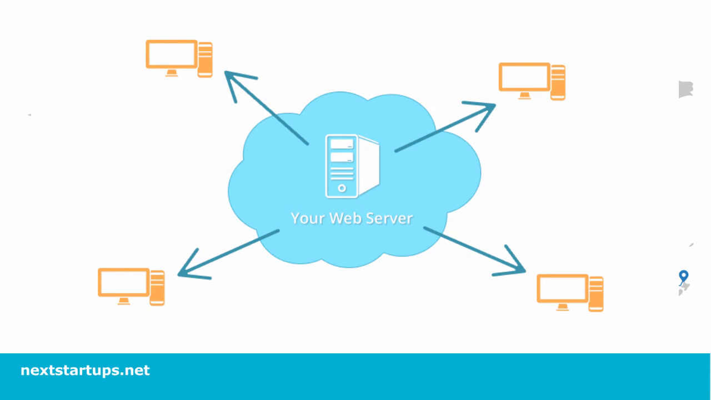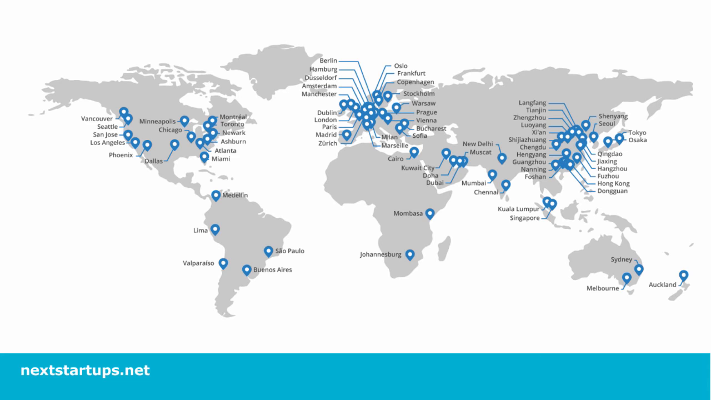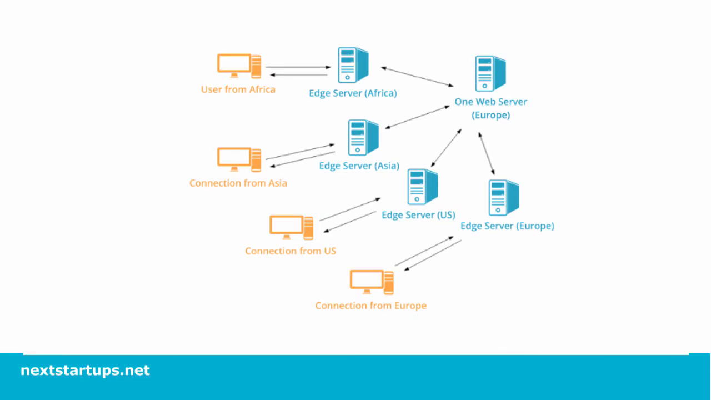So take a look at this server map from one of the biggest CDN providers. What this means is that if someone from Europe is accessing your website in US, the server in Europe serves all the files it already has in its cache. If there is no file, it requests the file from your web server and then keeps it there.